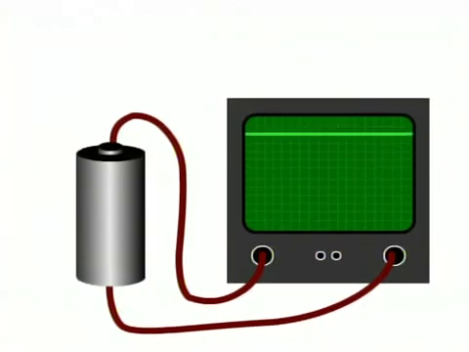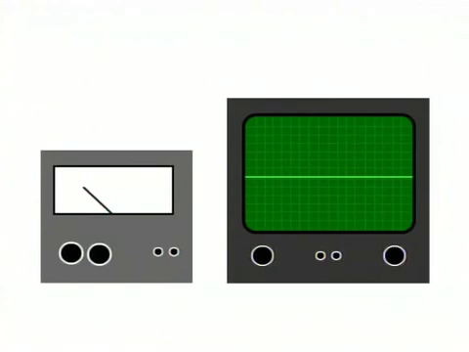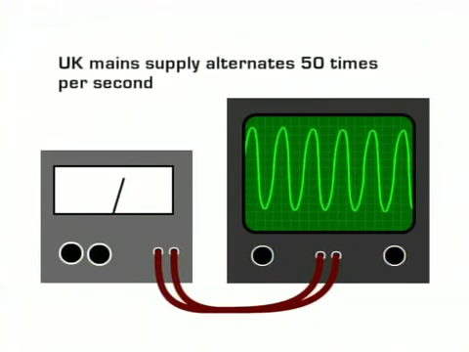A battery supplies a steady voltage, so the trace on the screen of a cathode ray oscilloscope is a straight line. The voltage of an alternating current supply is changing all the time. The main supply in the UK changes 50 times a second. But why is alternating current used for our main supply?